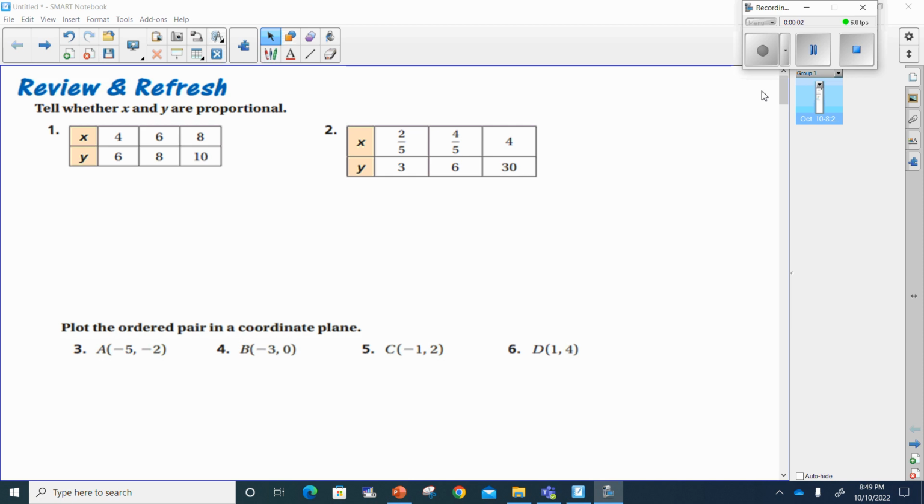We're going to be doing 2.6 here. I got all the odd ones. So the first one says tell whether x and y are proportional. Remember, we can tell x and y are proportional by making sure they have the same rate everywhere. If I've got 4 over 6, as the book says, let's see if we divide both the top and bottom by 2. That's going to give us 2 over 3.